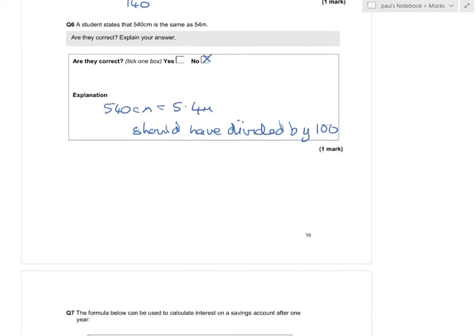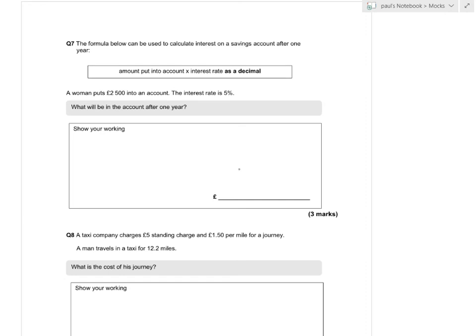No good. Okay, the formula below can be used to calculate the interest on savings. Amount put into the account times the interest rate as a decimal. The interest rate is 5%, which is 0.05. How much will be in the account each year?